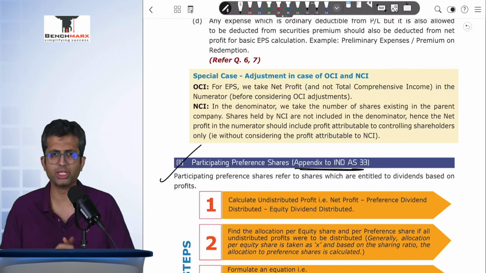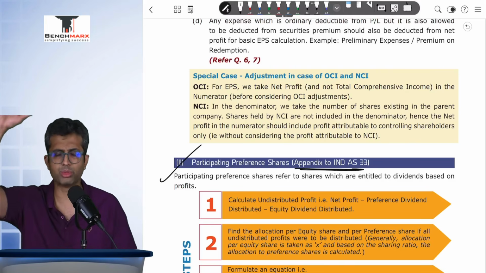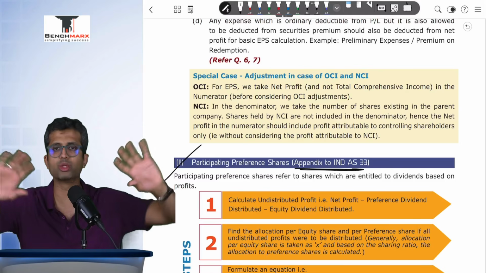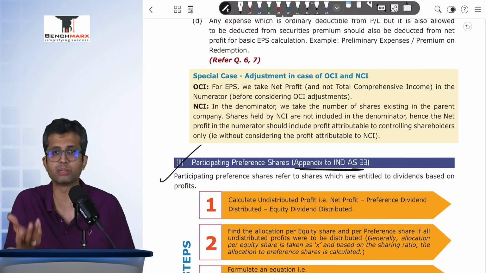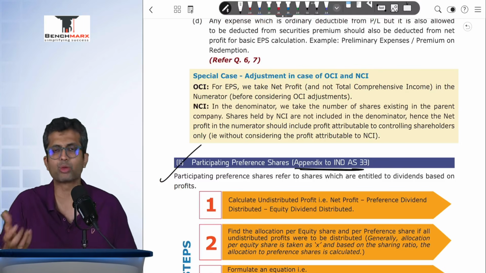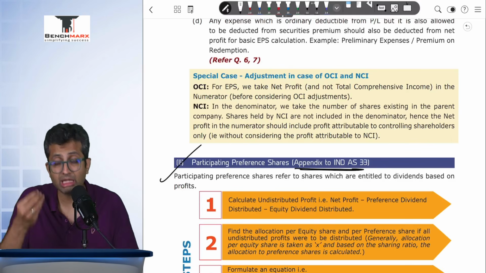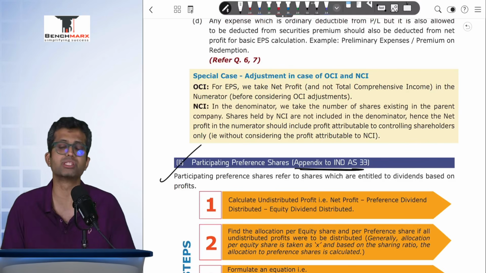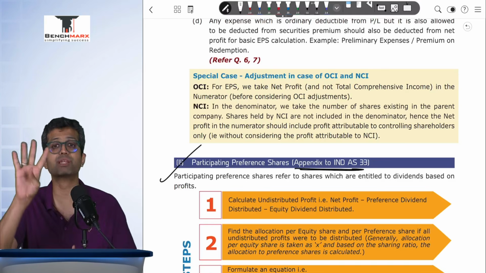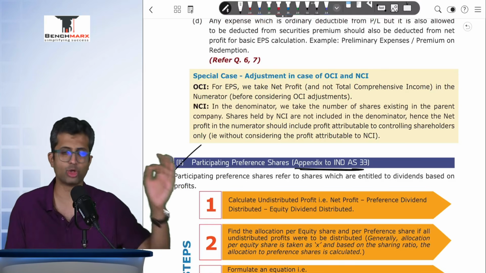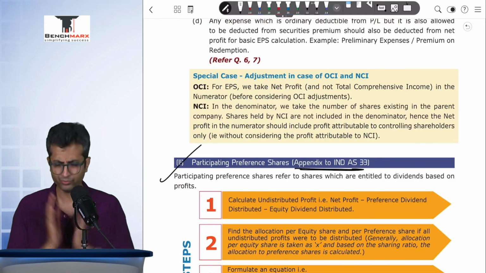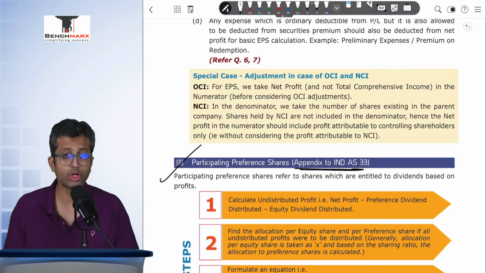Now usually when we calculate the profit available for equity shareholders, we say that we will take the profit. From that, if required, you subtract the fixed preference dividend, and that is a pool of money which is available for equity shares. Whether it is distributed or not is secondary. However, if there are participating preference shares, in that pool of money, some part will also be taken by participating preference shares, and hence the appendix gives you 4 steps which you need to follow in order to arrive at the EPS for ordinary shareholders.